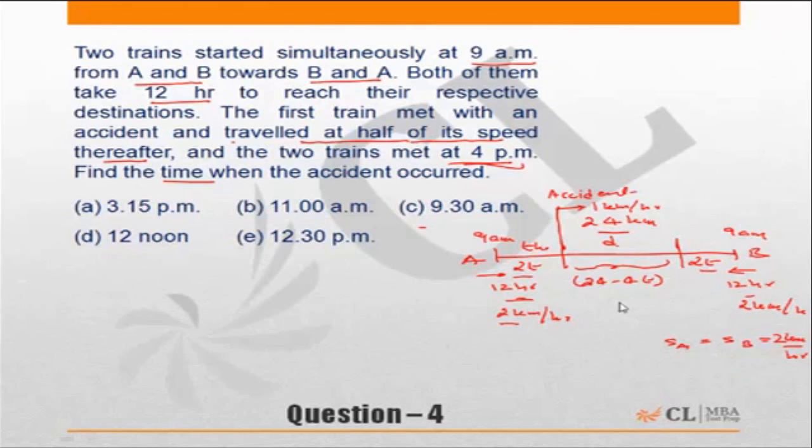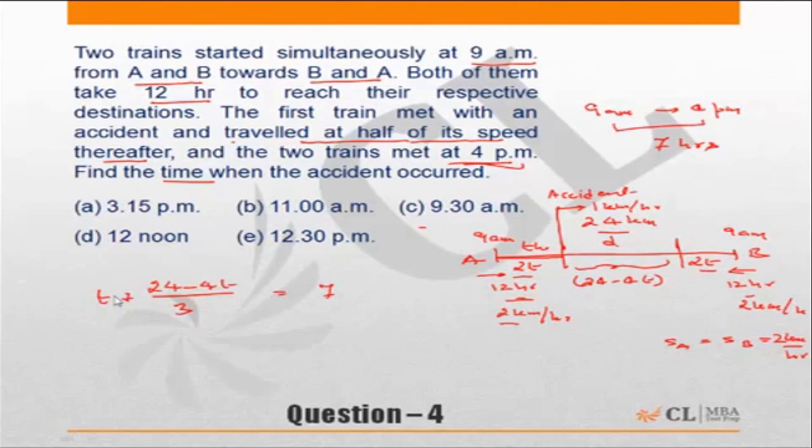So when will the two trains meet now? The two trains will meet (24 minus 4t) upon (2 plus 1), 3, so many hours after the accident. But the accident occurred t hours after start. So I can say t hours plus this should be equal to 7. What is 7? The trains started at 9 am and they met at 4 pm. So the total time taken for them to meet is 7 hours.